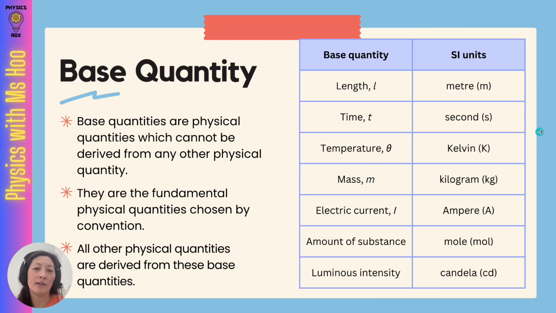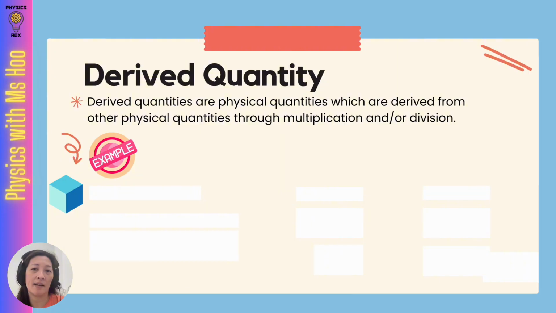Now let's go into derived quantity to have a clearer understanding of what they are. Derived quantities are physical quantities which are derived from other physical quantities through multiplication and or division. Let's take a look at some examples so that you can understand this better.